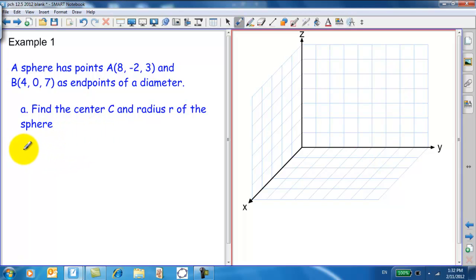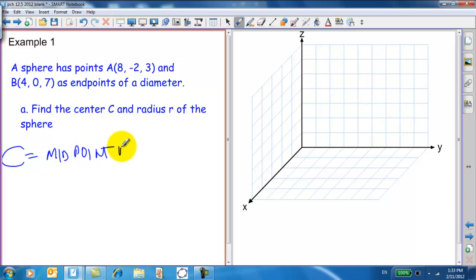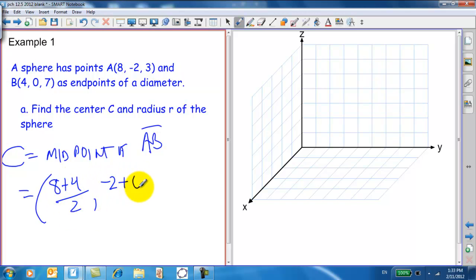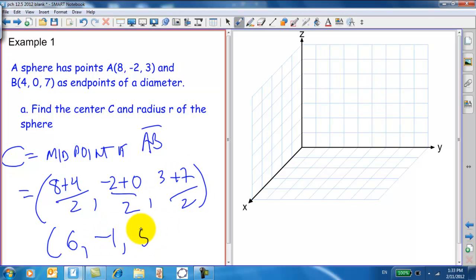The center is easy because the center equals the midpoint of line segment AB. So we can do the average of the x's, 8 plus 4 over 2, the average of the y's, -2 plus 0 over 2, and the average of the z's, 3 plus 7 over 2. And you end up with (6, -1, 5). That's your center. And now a sphere is a set of all points equidistant from the center.